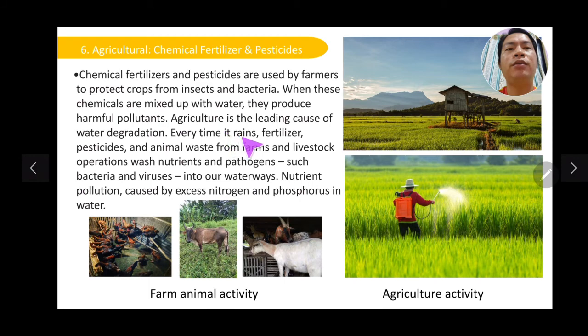Every time it rains, fertilizer, pesticides, and animal waste from farms and livestock operations wash nutrients and pathogens, such as bacteria and viruses, into our waterways. Nutrient pollution is caused by excess nitrogen and phosphorus in water. This picture shows farm animal activities at Kampung Togudon and agricultural activity near the river.